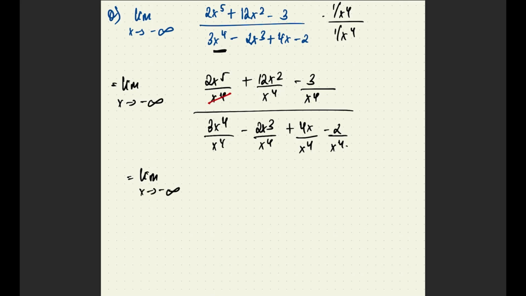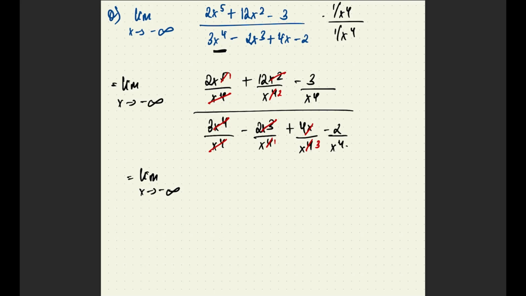So the x to the 4 will cancel with x to the 5 to give just the 2x at the top. Okay, so this becomes x to the power 1. The x squared will cancel with the x to the 4 to give an x squared in the denominator, so that becomes 12 over x squared. 3 divided by x to the 4 just remains the way it is. The x to the 4 will fully cancel with the x to the 4 here. The x cubed will cancel with the x to the 4 to give a single x in the denominator, so that becomes 2 divided by x. The 4x will cancel with the x to the 4 to give an x cubed in the denominator there. And 2 divided by x to the 4 just remains as it is.